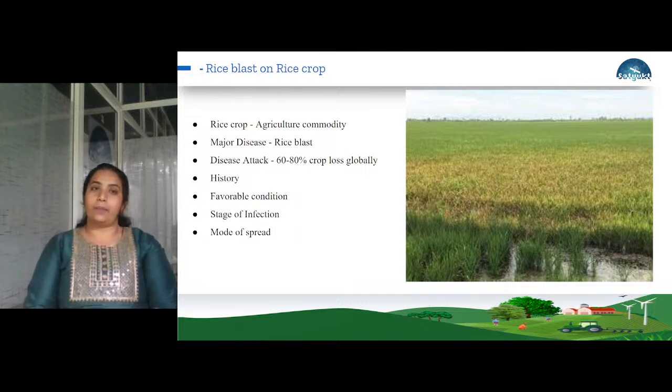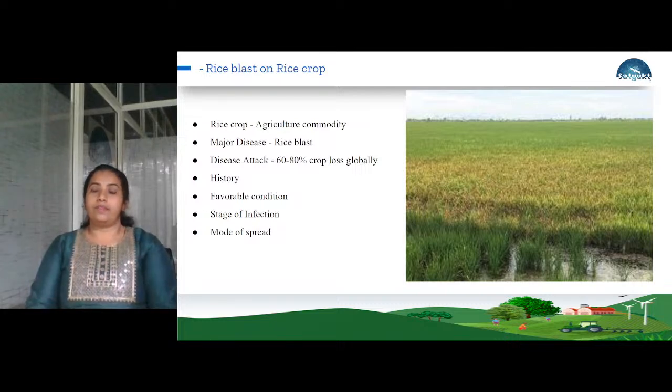If proper management practices are not followed, we can observe 60 to 80% crop loss. This disease was identified way back in 1918 in India, in the Tanjavur district of Tamil Nadu. But as of now, this disease is being seen in almost 80 different countries where rice crop is being grown.